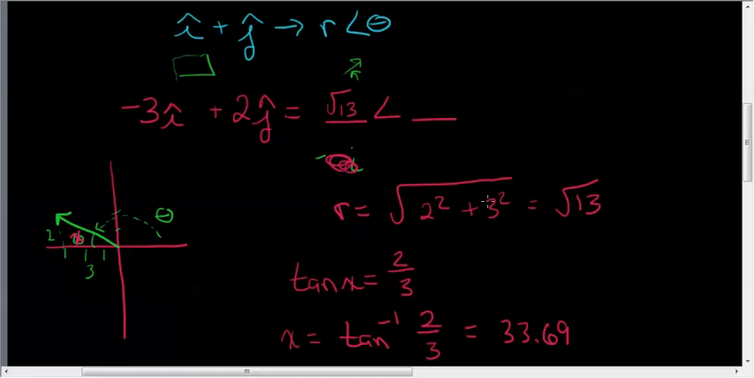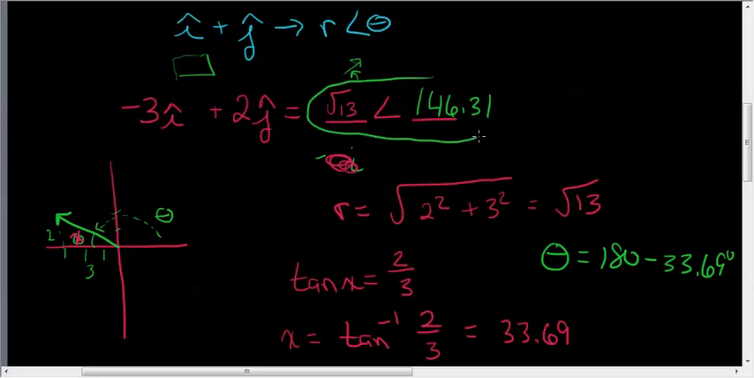So what is that? Theta is 180 minus 33.69 degrees. Right, because I'm in the second quadrant, I know I'm more than 90 and less than 180. That turns out to be 146.31. So negative 3 in the i plus 2 in the j is equivalent to the square root of 13 at an angle of positive 146.31 degrees. And of course you could change that to the other three forms as well.